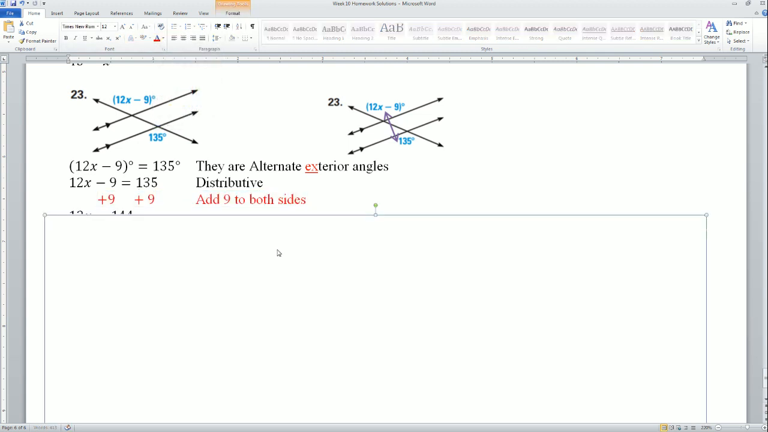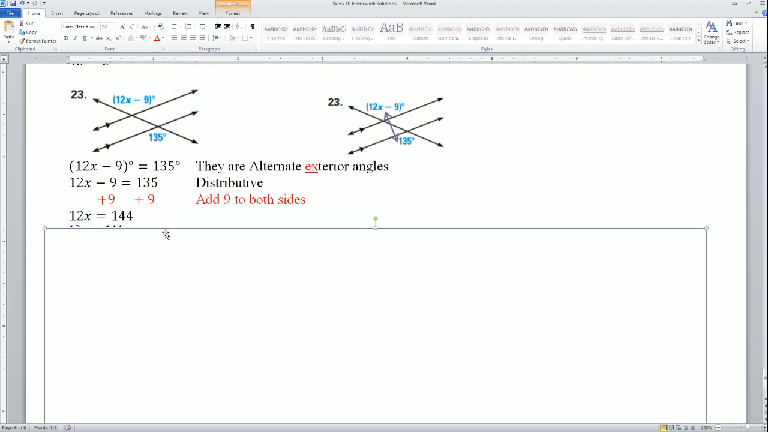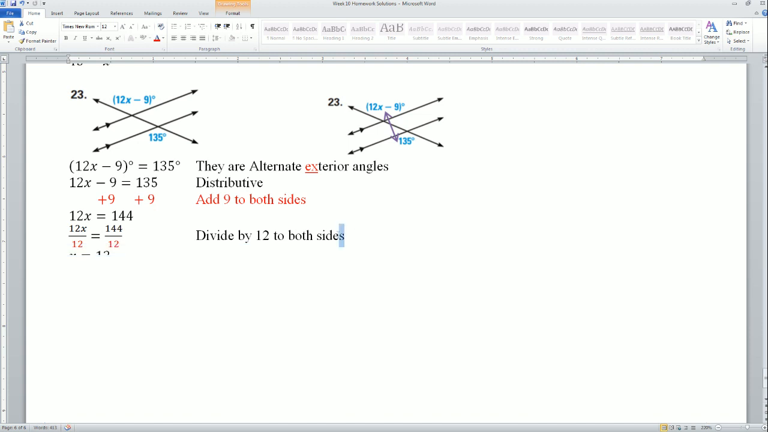Add 9 to both sides. I get 12x equals 144. Divide 12 to both sides in that process. I get x equals 12. Okay, that's 23. That's it.